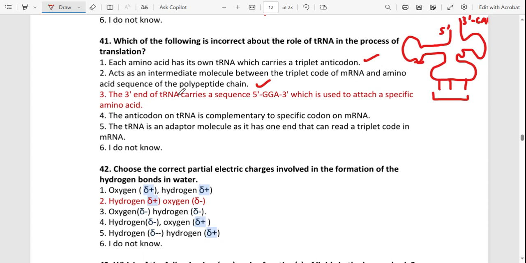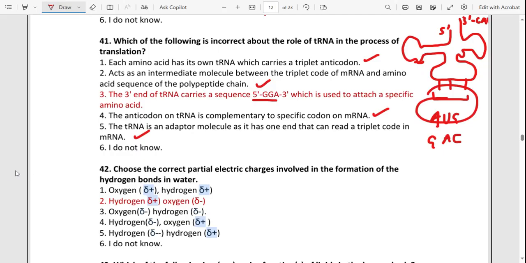3' end of tRNA carries a sequence of 5' GGA, so this is not correct. It's CCA. The anticodon on tRNA is complementary to a specific codon. This is also true. If the codon is AUG, the anticodon will be GAC. And the tRNA is an adapter molecule as it has one end that can read a triplet codon in mRNA. This is true, which is the anticodon.